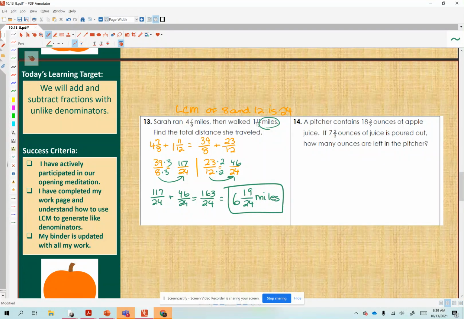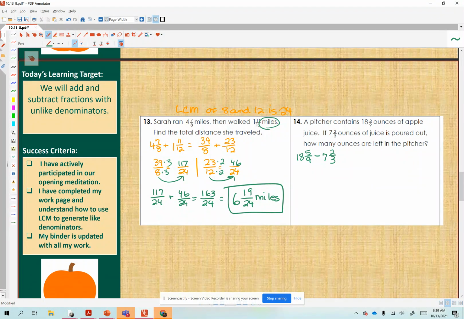So now a pitcher contains 18 and 5/9 ounces of apple juice. If 7 and 2/3 ounces is poured out, how many ounces are left? So this is a subtraction problem. 18 and 5/9 minus 7 and 2/3.